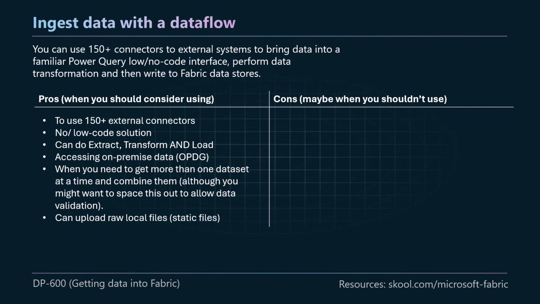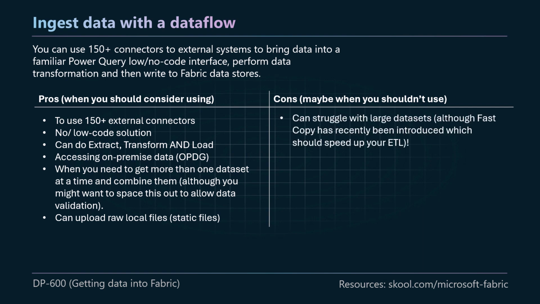It's also the only tool that we can use to upload raw local files. So maybe you have a CSV file, this file won't ever have to really be updated. You just want to get some data into Fabric. You can do that in the data flow.